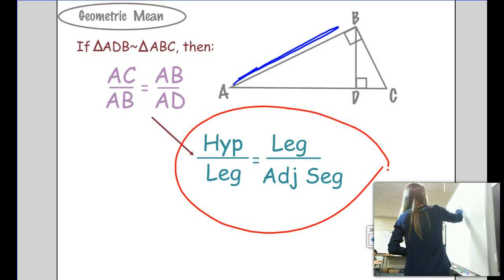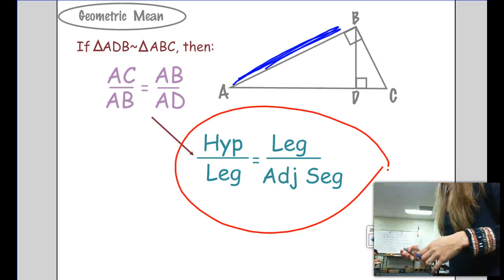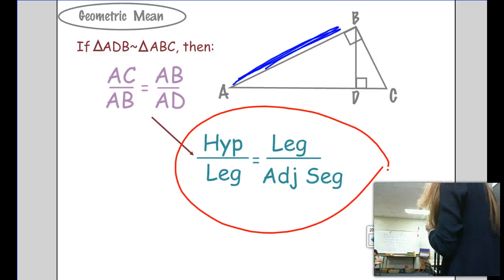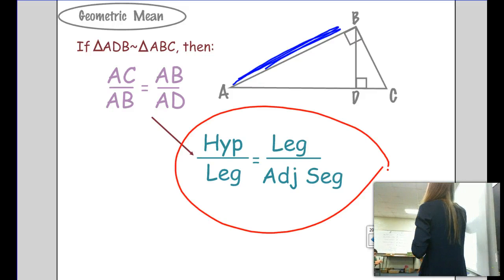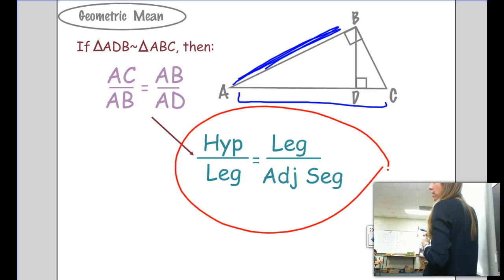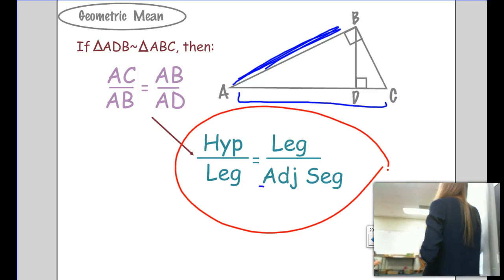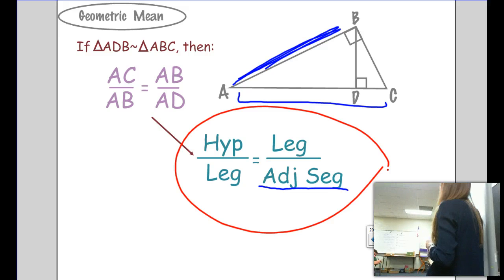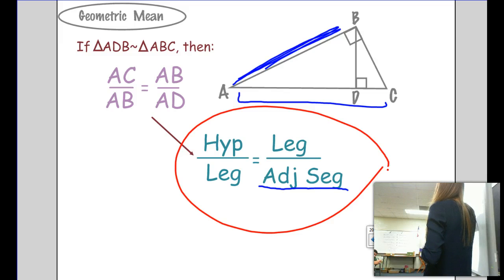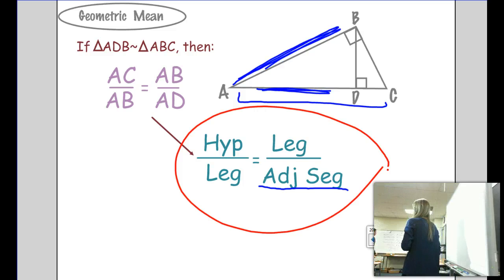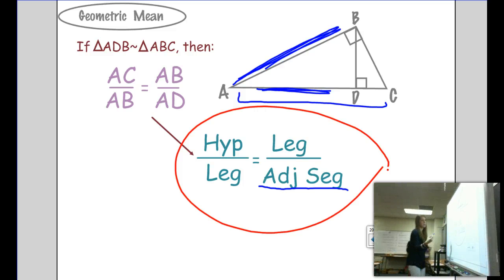It's when you're looking for AB. That's a leg. What you do is you put the hypotenuse. Which one's the hypotenuse? Very good. You put the whole hypotenuse over the leg equals the leg over the adjacent segment. Which segment, AD or DC, do you think is the adjacent segment to that leg? AD. It's the one closest to it. Closest to it. So let's try one.